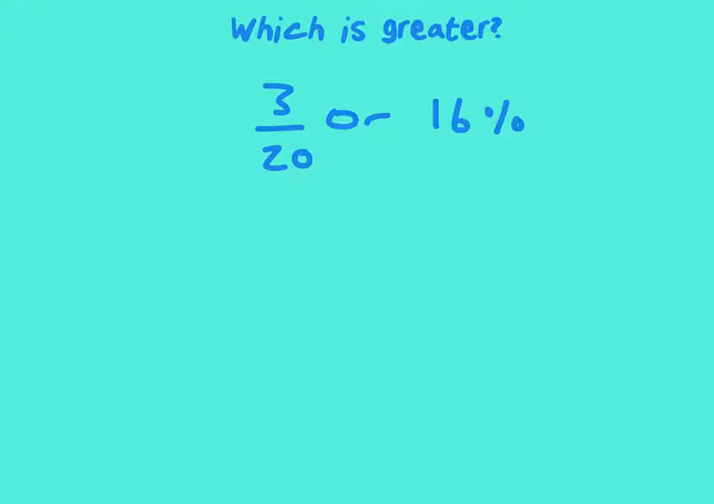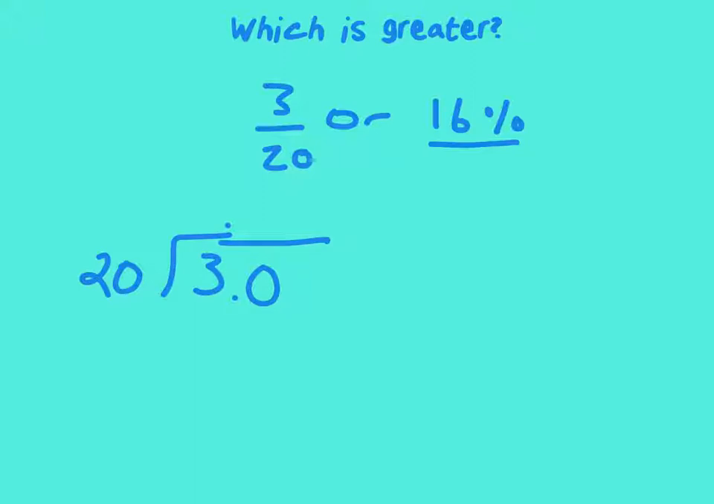The last way that we could do this is to turn both of these into a percent. We already have 16%, and so we need to turn 3 over 20 into a percent. And there's a couple of ways to do that as well. Let's go ahead and divide 3 divided by 20. Even though we've already done this, I want to show you. That doesn't work, so you add a decimal and you add your 0.